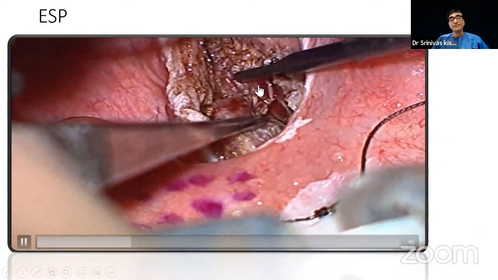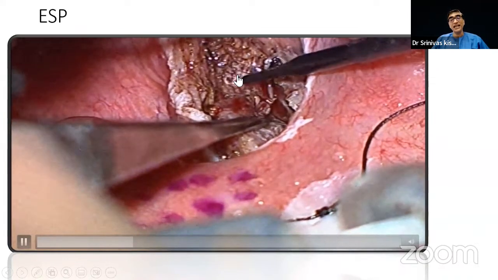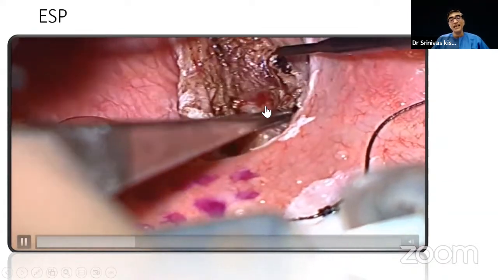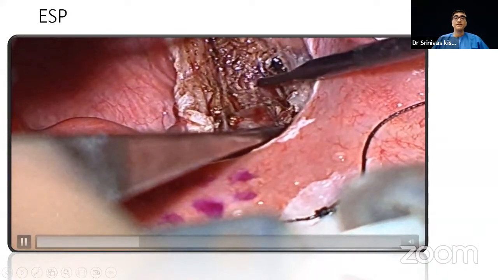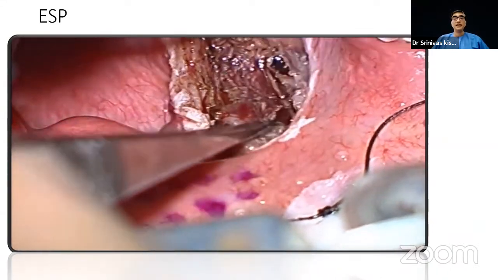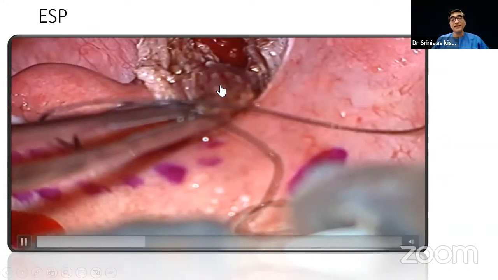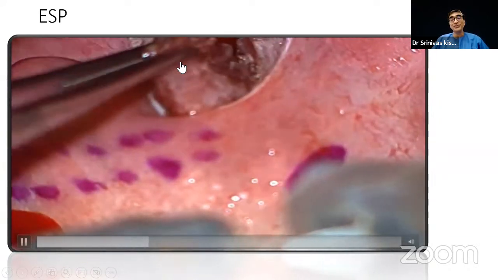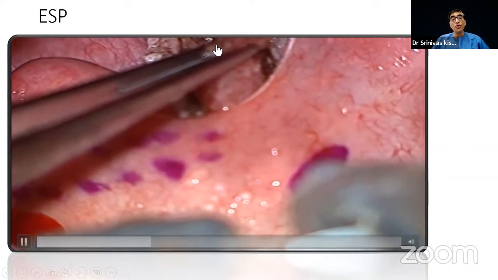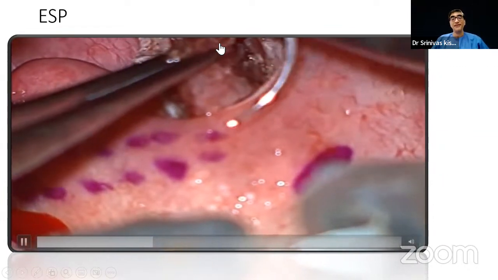So once you've created this muscle, once you've cut it here at the junction between the upper two-thirds and lower one-third, then you take a muscle stitch. Now, what those of you must have observed, that some of the muscle fibers are still tethered to the base there. So you don't want to cut all the muscle fibers.